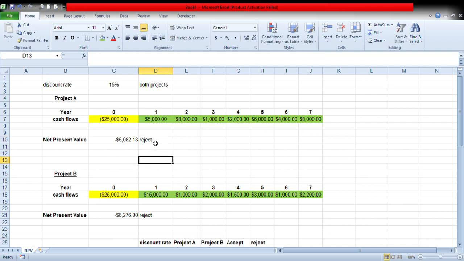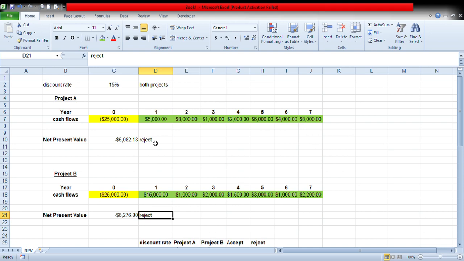When I apply the same formula, you don't need to retype it, just copy and paste it for project 2. But the problem is that both are negatives, so we have to reject both, because both projects' net present value is less than 0.